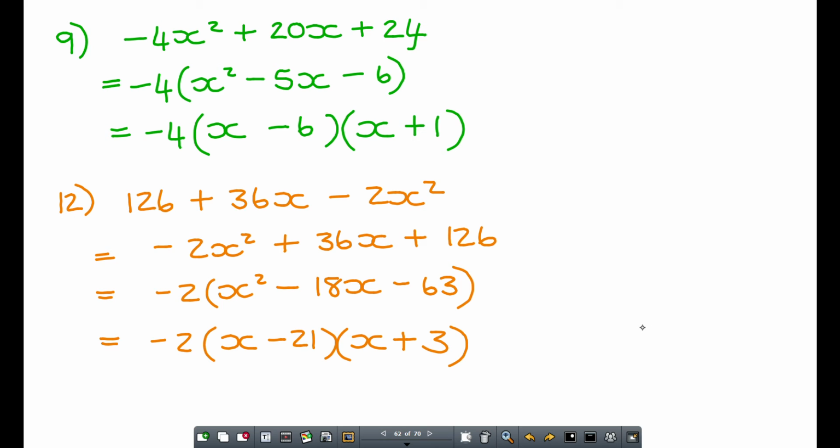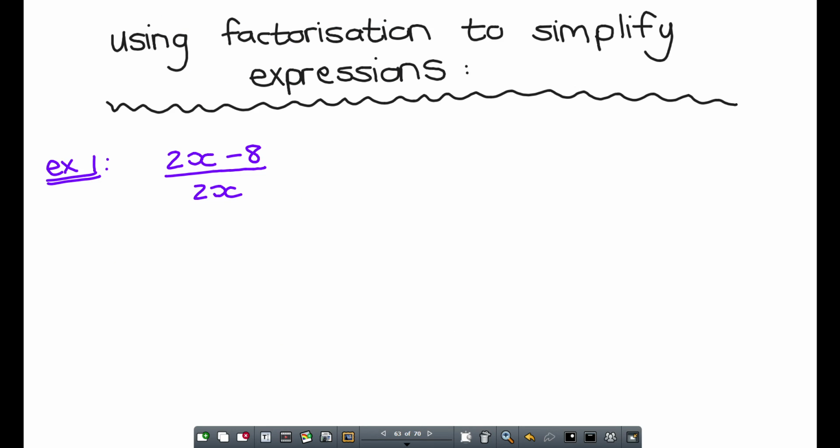Now, can I skip? Hands up, we're still copying. Good. Okay, now we've got to use factorizing to simplify expressions. So what I'm giving you here is a fraction. Now we know that with fractions, first things first, I can only start cancelling out when I've got how many terms at the top? One at the top, one at the bottom. Right? One term at the top, one term at the bottom.